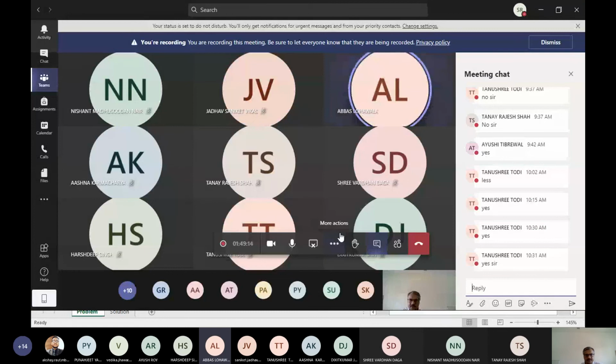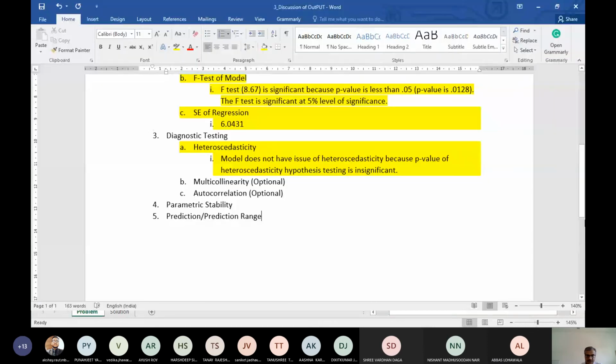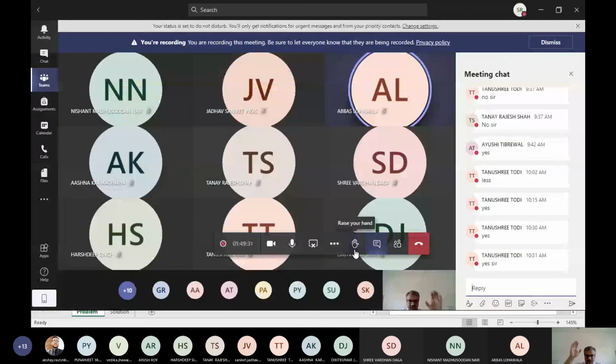Listening, yeah, please tell me. Sir, assuming that if in the model there was a problem of heteroscedasticity, would we have to make some changes in the model? Yes, we have to make certain changes. But first of all, are you clear with how to check for heteroscedasticity? That is the important thing.